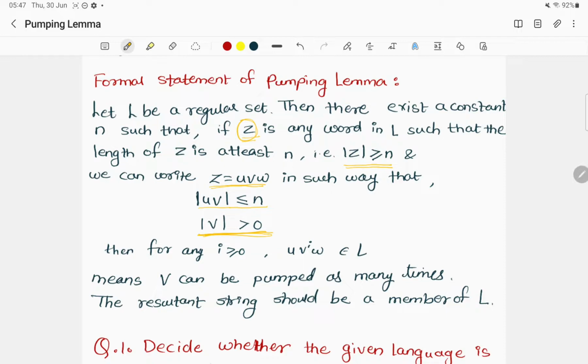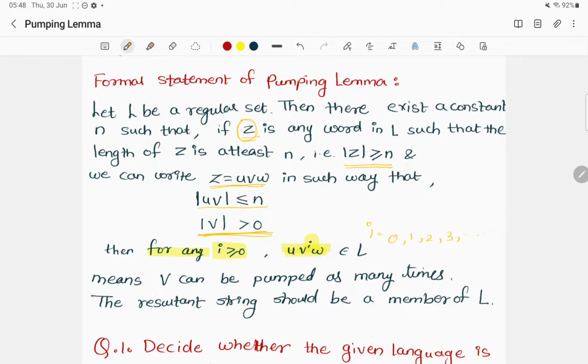Now the condition that we are checking is that for any i, and that matters a lot, for any i greater than or equal to 0, that means I consider some i which varies from what value? It can be 0, 1, 2, 3 and so on. So your i can be 0 or more. Then which condition should be satisfied? U v raised to i w. That means v is repeated i times. So v can be repeated 0 times, which means we are just cancelling it out.